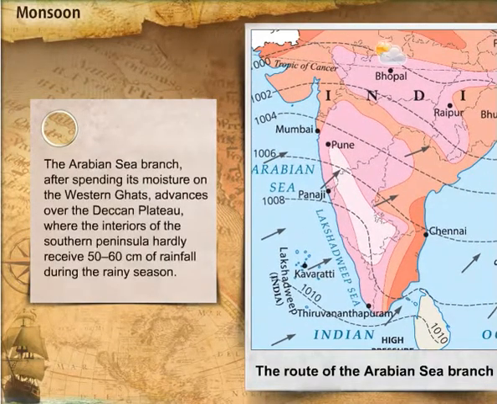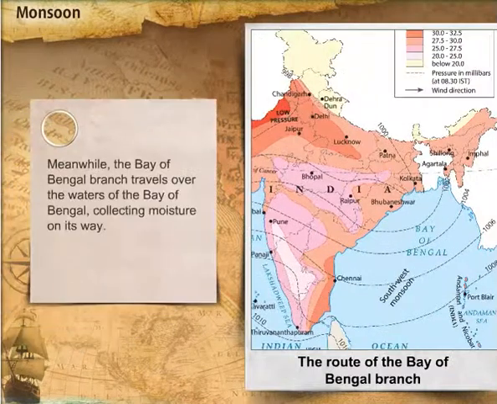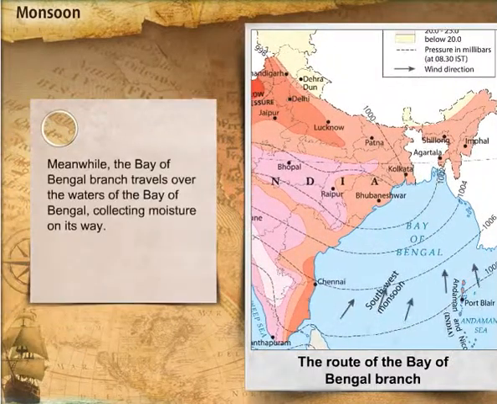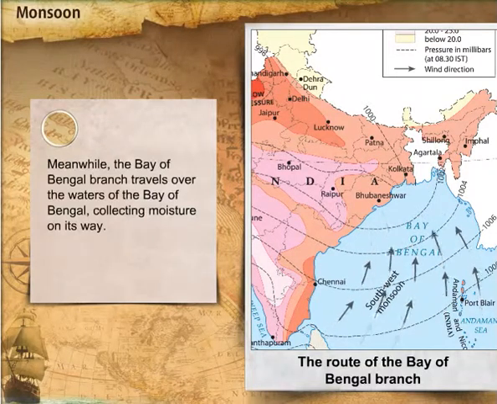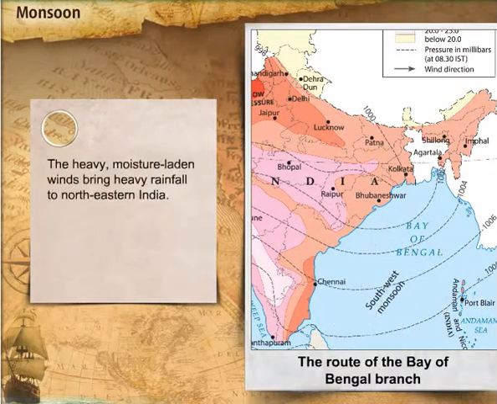The Arabian Sea branch, after spending its moisture on the Western Ghats, advances over the Deccan Plateau, where the interiors of the southern peninsula hardly receive 50 to 60 centimeters of rainfall during the rainy season. Meanwhile, the Bay of Bengal branch travels over the waters of the Bay of Bengal, collecting moisture on its way. The heavy moisture-laden winds bring heavy rainfall to northeastern India.